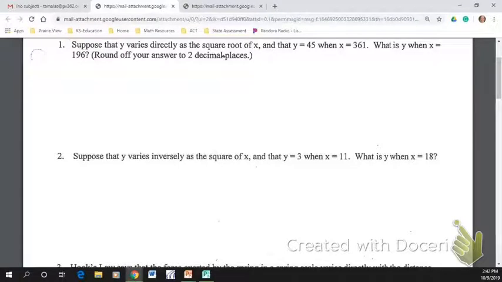So if y varies directly with the square root of x, here's my equation. Y varies directly means you're going to have some constant value that you don't know that you're going to multiply by. And what am I multiplying by? I'm multiplying by the square root of x. So this is the equation I get out of that first sentence. Y varies directly, so here's my y. Varies directly means I have some constant that I don't know, and I'm multiplying because it's a direct variation. And what am I multiplying by? The square root of x. So this is my equation.